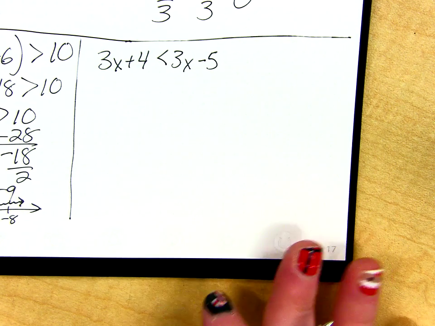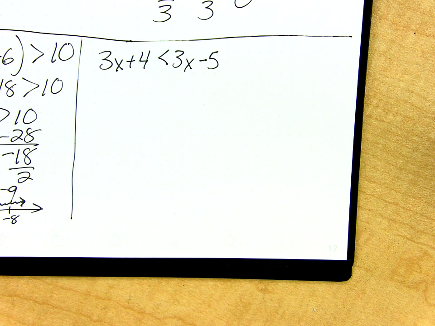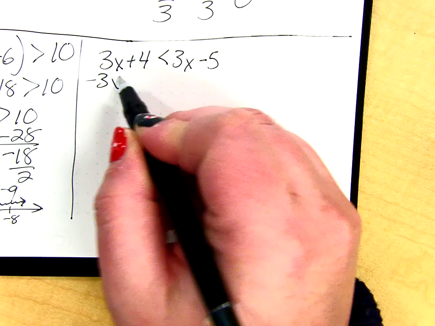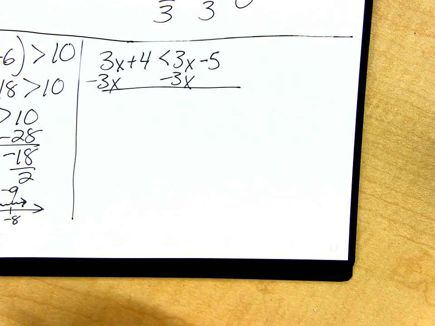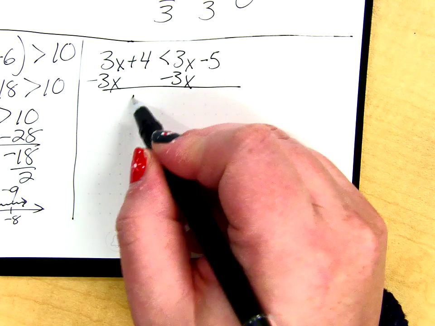You don't yet. What do you do first? Subtract the 4. You could. Or, subtract the 3x. I would get the x's together first. You don't have to, but I think that's usually your easiest first step. If you have more than one x, get them together. So I'm going to minus 3x from both sides. But what happens? They both cancel out, and then I get this.